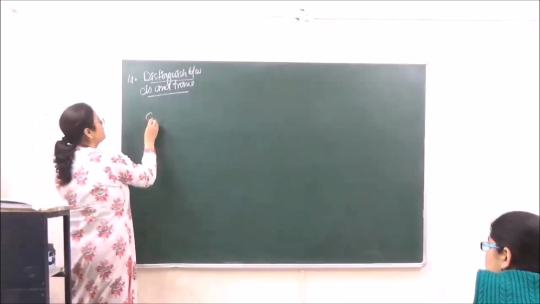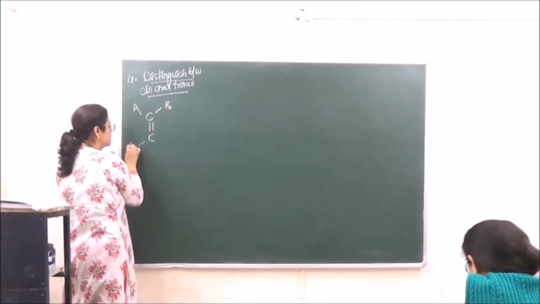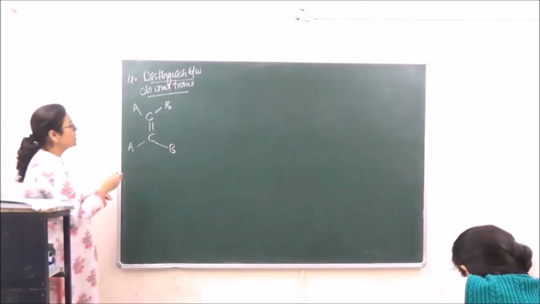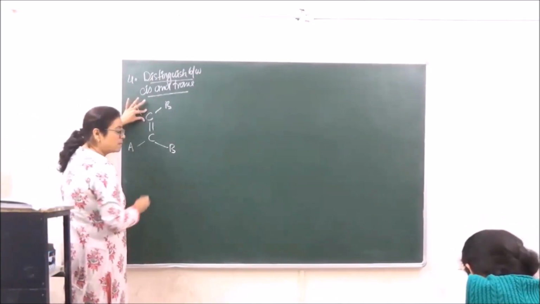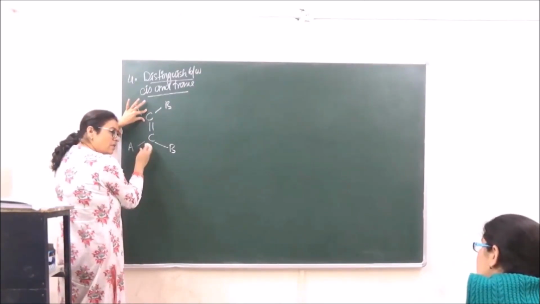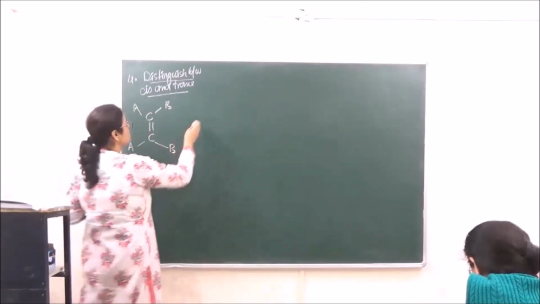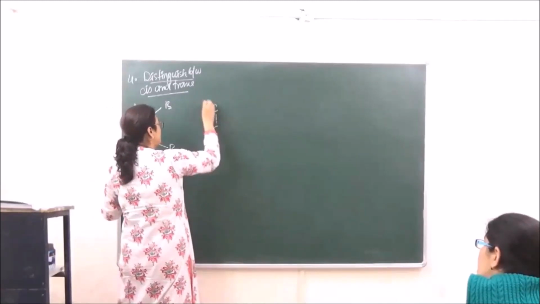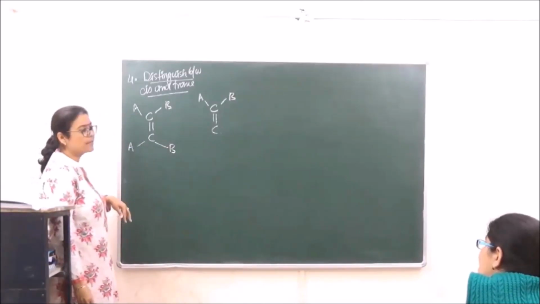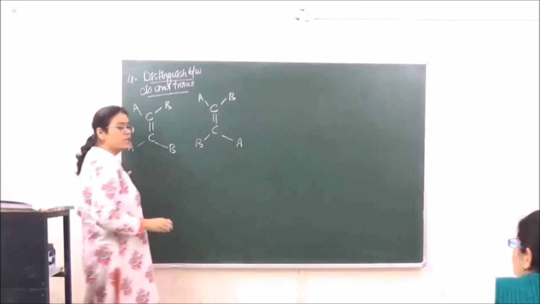For example, if we are taking a molecule like this, in which there is a carbon-carbon double bond present. So what are we saying? If we keep this stable and try to rotate this, we cannot rotate it through 360 degrees, we can only rotate it through 180 degrees. So when we rotate it through 180 degrees, what is going to happen? The atoms or groups of atoms attached to the first carbon atom do not change their places, whereas this is going to change its place.